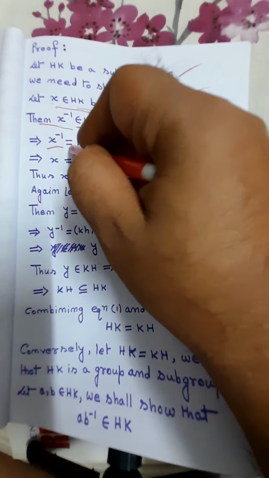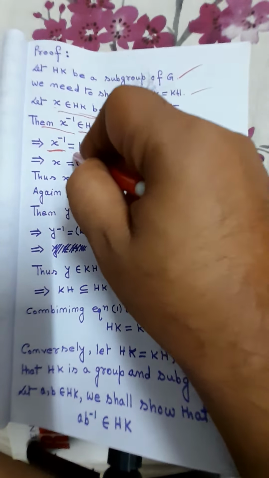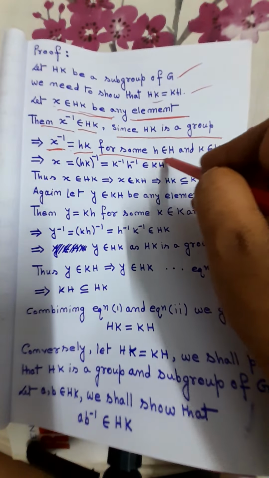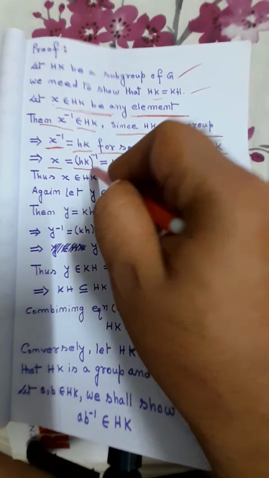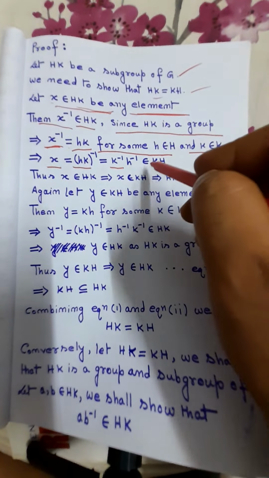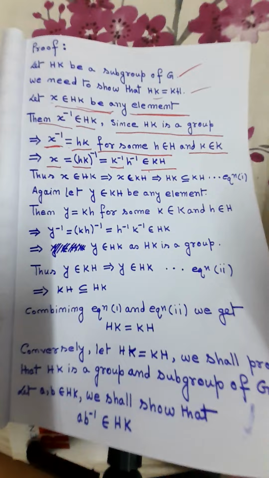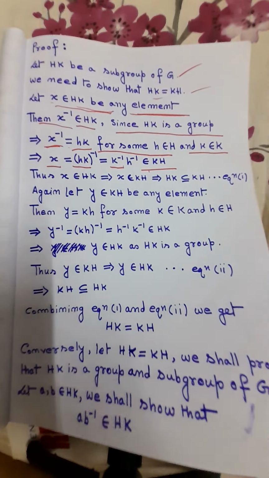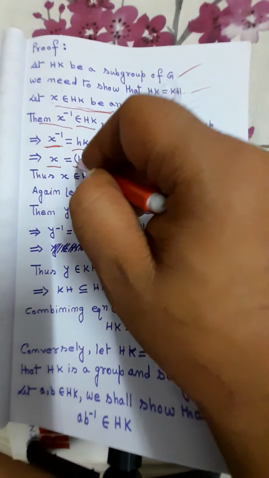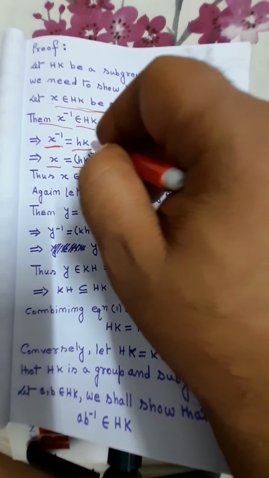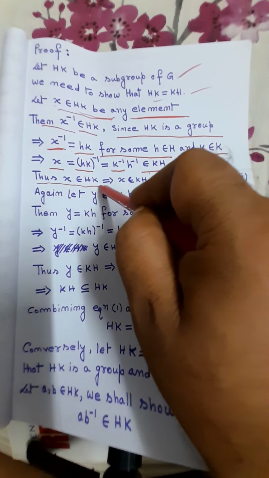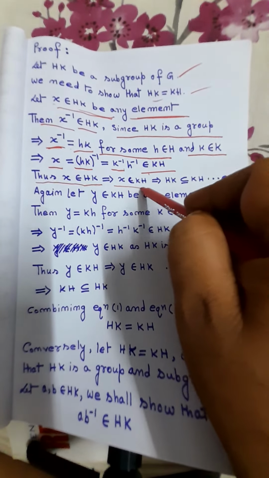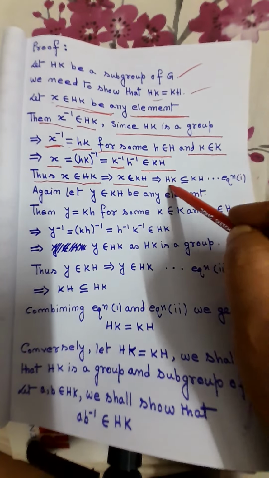Now that implies x inverse equal to hk for some h belongs to H and k belongs to K. That implies x equal to (hk) inverse, that is k inverse h inverse, belongs to KH. Correct? This is a property of groups, you know. If you don't know that, go to my video on groups. You can understand that this is a property of groups, that (hk) inverse equals k inverse h inverse. Thus x belongs to HK implies x belongs to KH. That implies HK is a subset of KH.